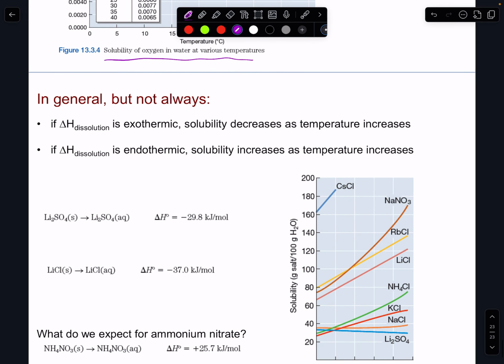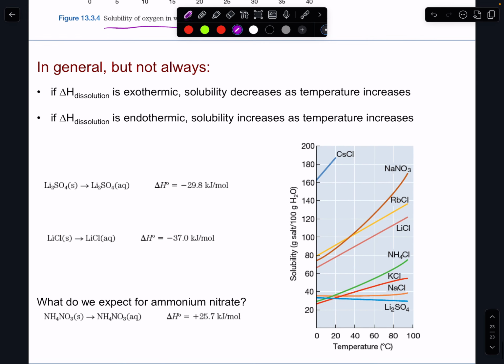All right. Most dissolutions are exothermic, and they lead to decreases in solubility. When it's endothermic, it leads to solubility increasing. That's generally true, but it's not a rule that always occurs.